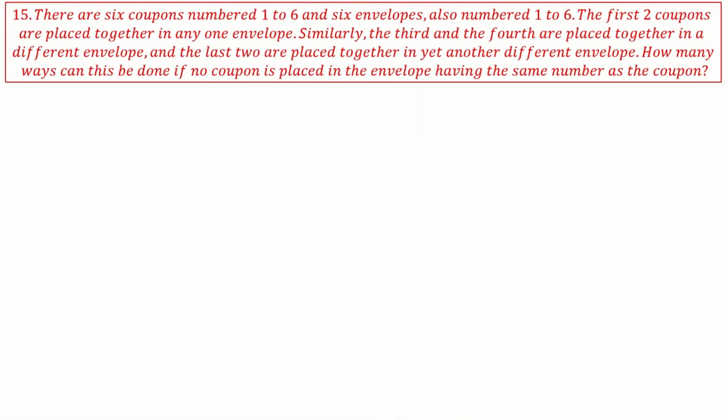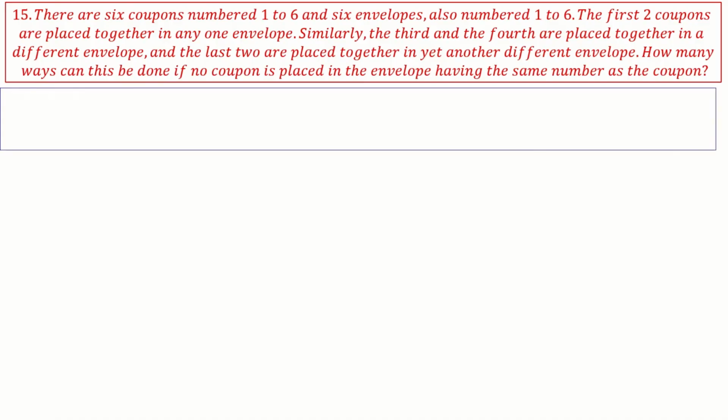There are 6 coupons numbered 1 to 6 and 6 envelopes also numbered 1 to 6. The first 2 coupons are placed together in any one envelope. Similarly, the third and the fourth are placed together in a different envelope. The last 2 are also placed together in another envelope. How many ways can you do this if no coupon is placed in the envelope having the same number as the coupon number? So first, understand the problem carefully. There are 6 coupons 1, 2, 3, 4, 5, 6, and they are grouped into 3 packs of 2: 1 comma 2 is one, 3 comma 4 is one, 5 comma 6 is the other one.